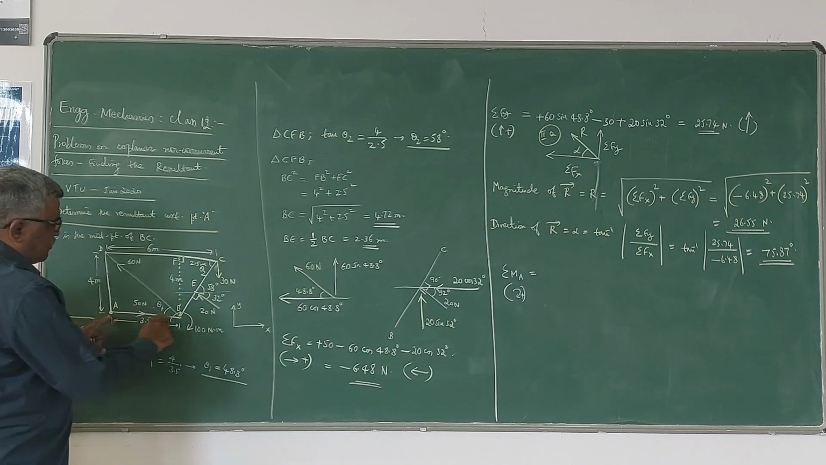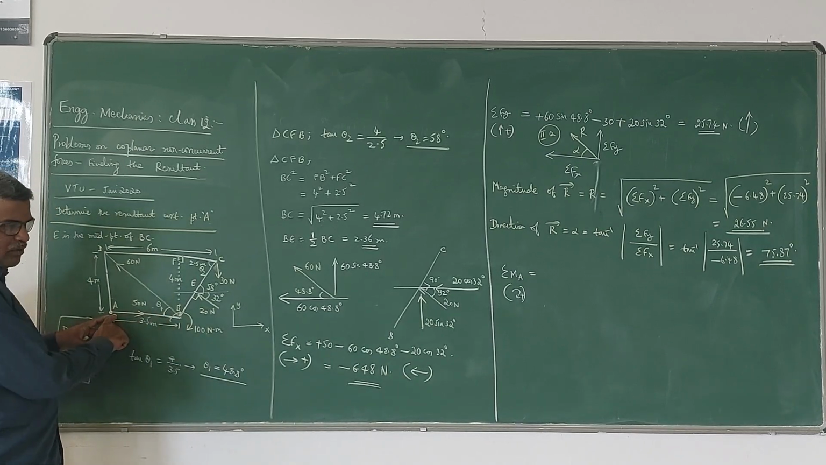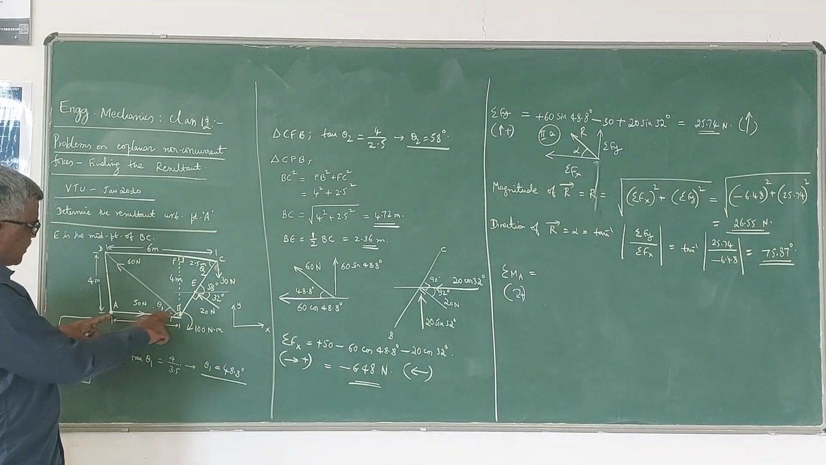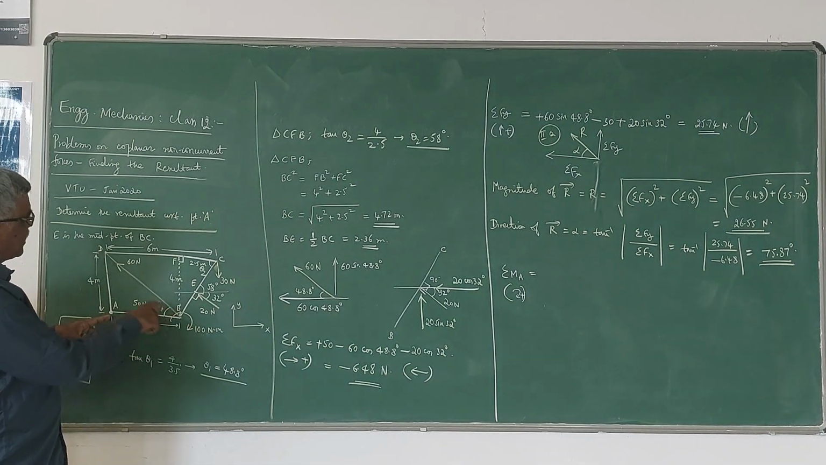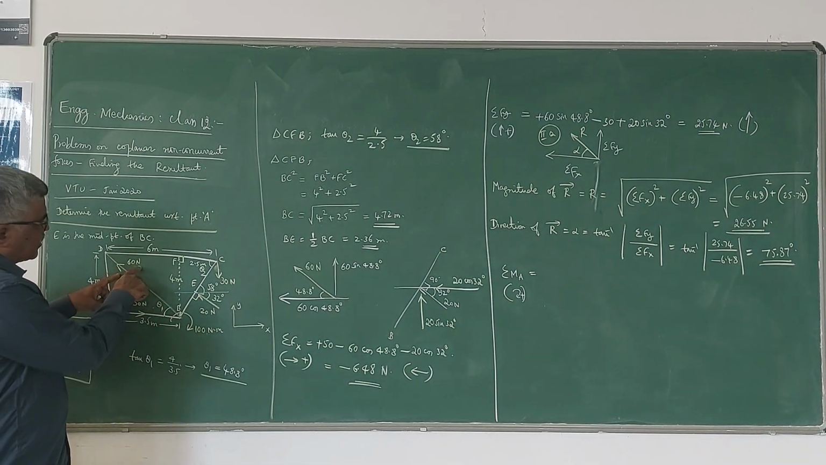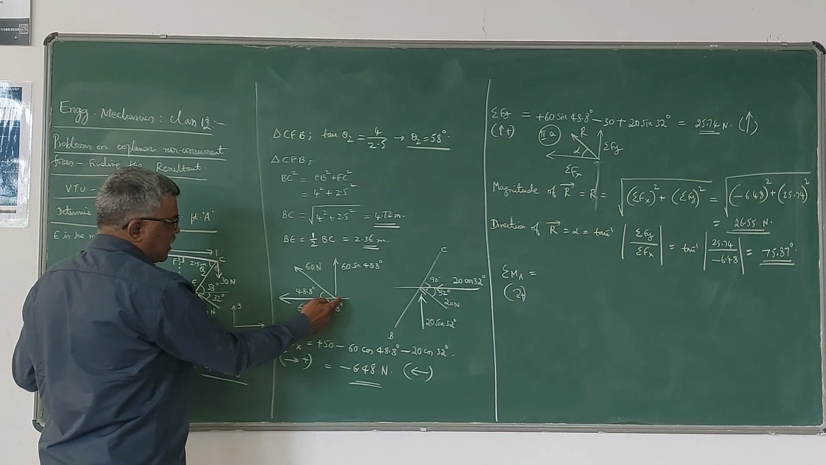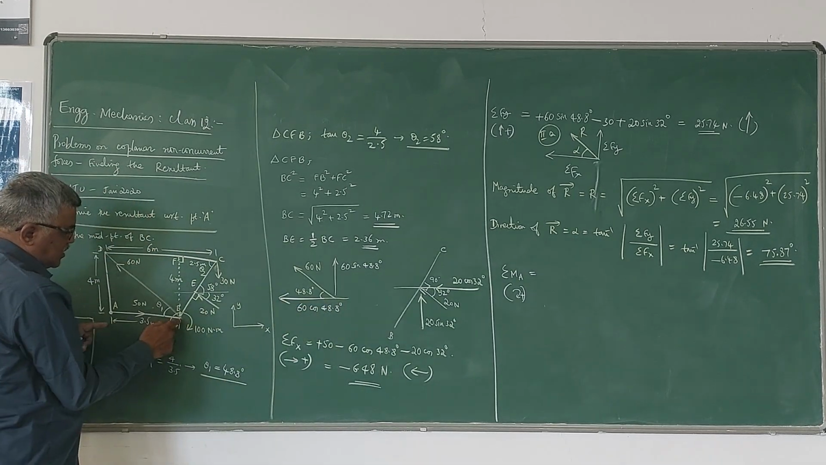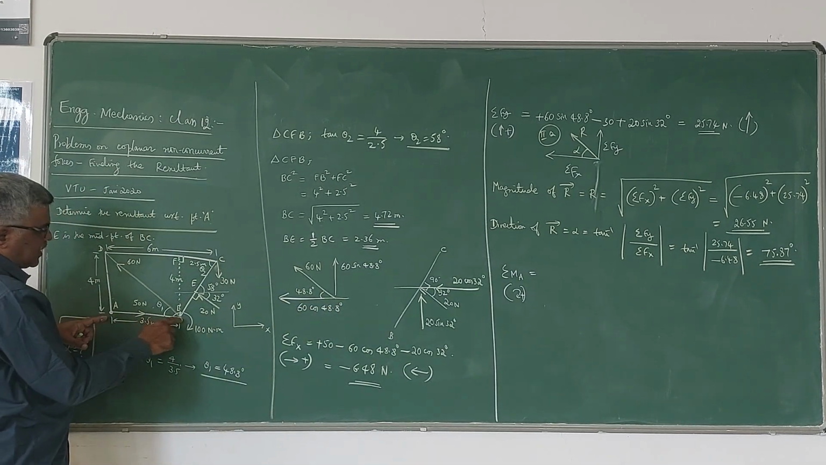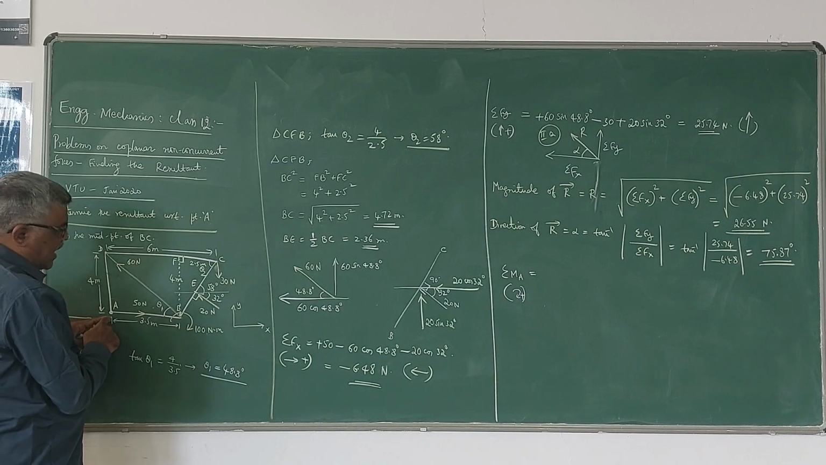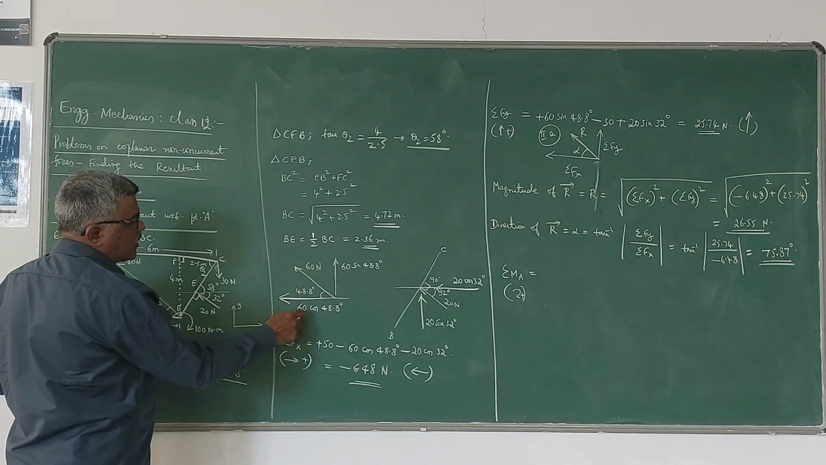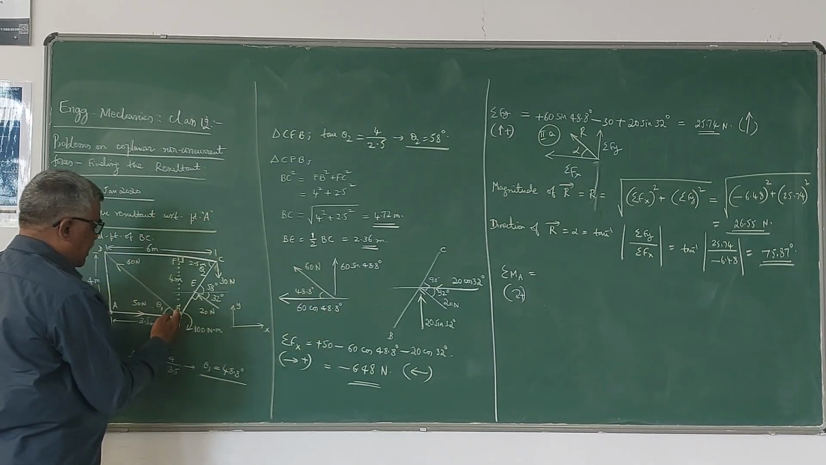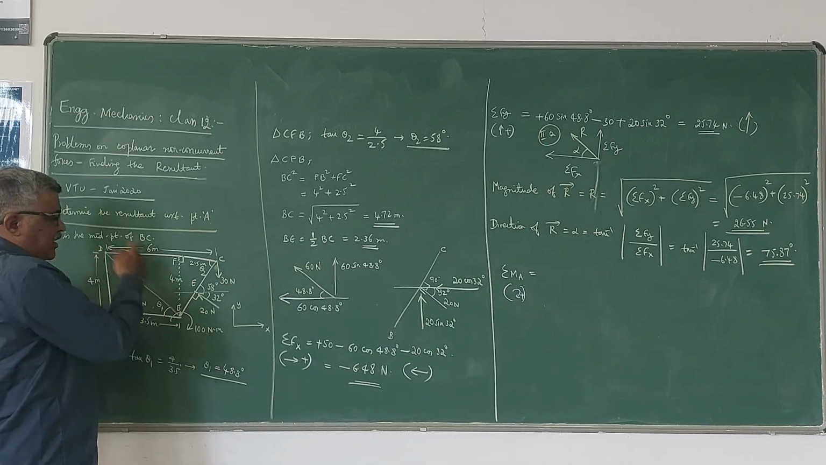So this 50 Newton force is not giving any moment about the point A because its line of action passes through A. The 60 Newton force you have resolved into two components. Among that, the 60 cos 48.8 is once again passing through A, so it doesn't have any moment about A, but the other component has moment about A.